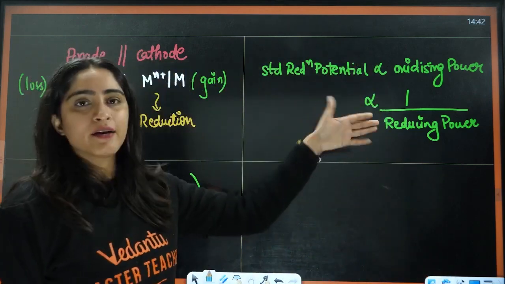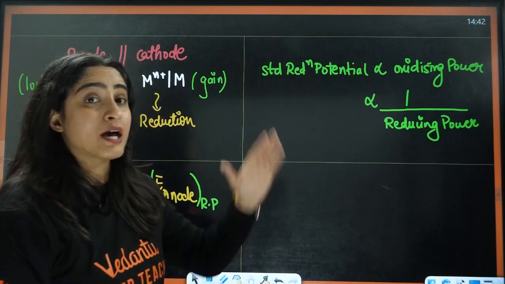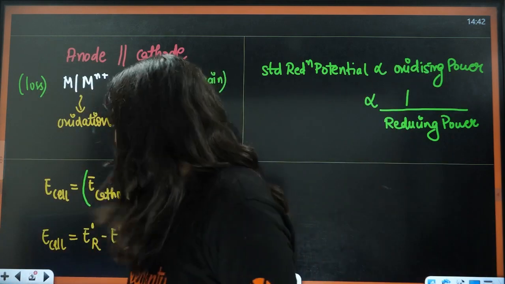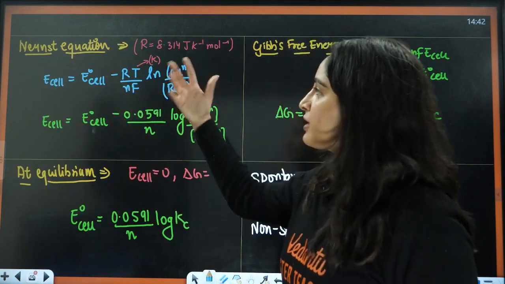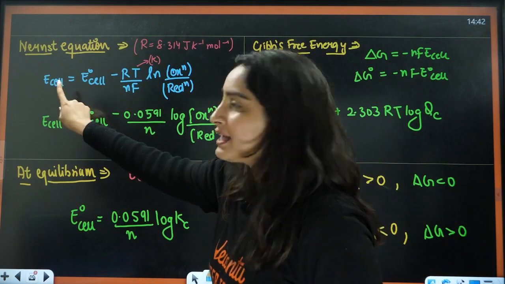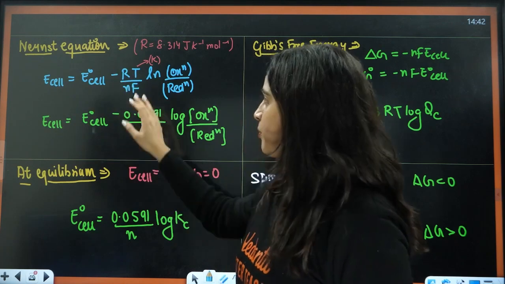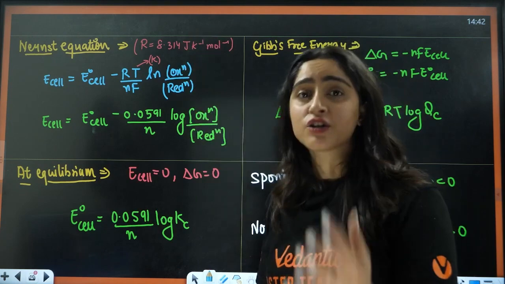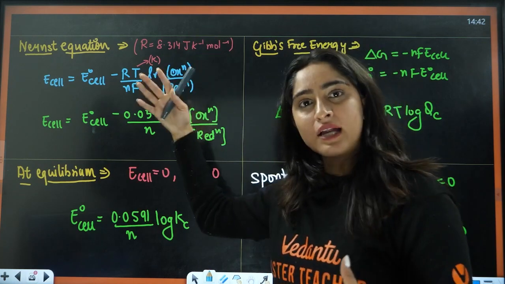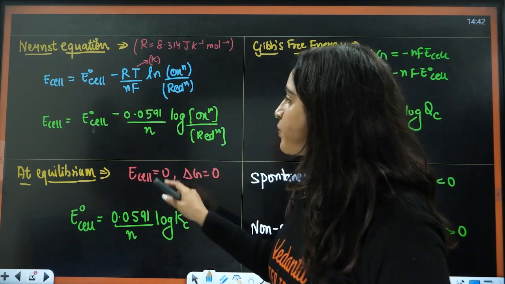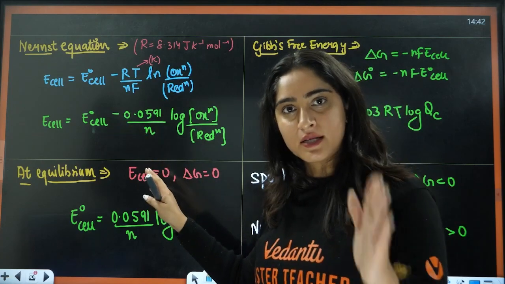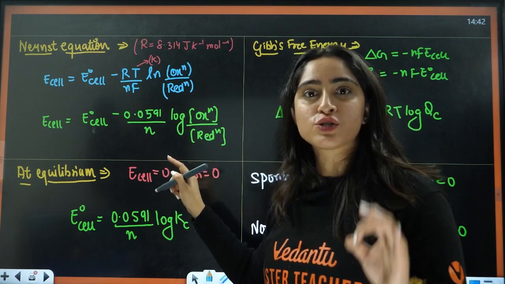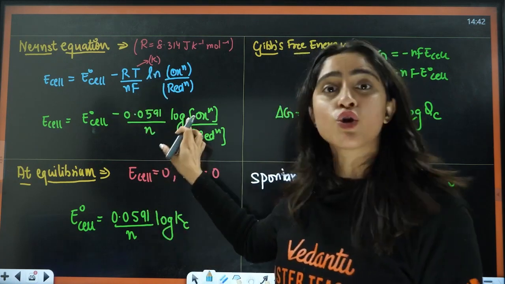Next we have how they are related to each other. So standard reduction potential is directly proportional to oxidizing power, and inversely proportional to reducing power. Next we have the Nernst equation. For the Nernst equation, this is the formula where E cell is related to E naught cell with this formula, where in the log, above we have the oxidation and below we have the reduction, the thing that is getting oxidized and the thing that is getting reduced. Next, for standard condition, the temperature is standard, right? And here ln is the natural log, and this is log to the base 10.